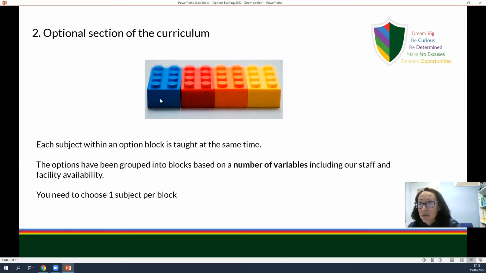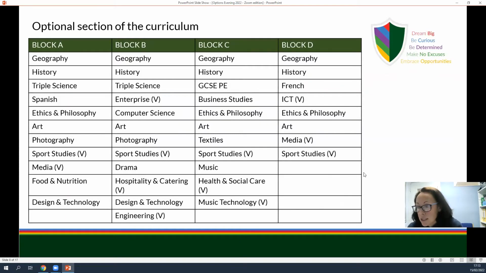So simple as we will then choose one subject from each of these blocks. And these are the blocks. I'll give you a moment just to digest what subjects are in each of the blocks. And then I'll explain a little bit more about them.